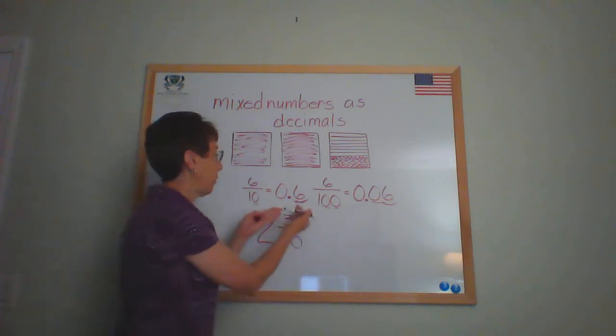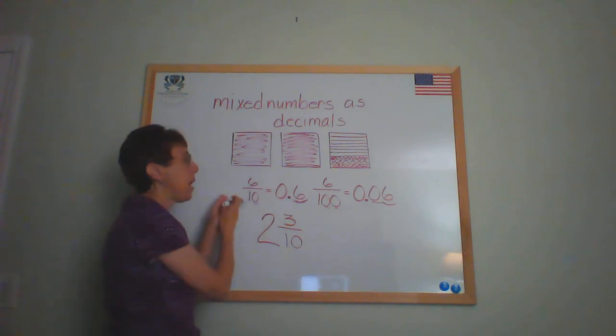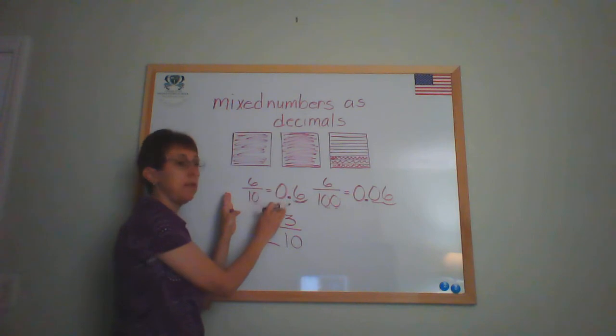Remember I told you when we were learning just how to write these decimals that the zero told us that we had no whole numbers. So when there were no whole numbers, we had a zero.